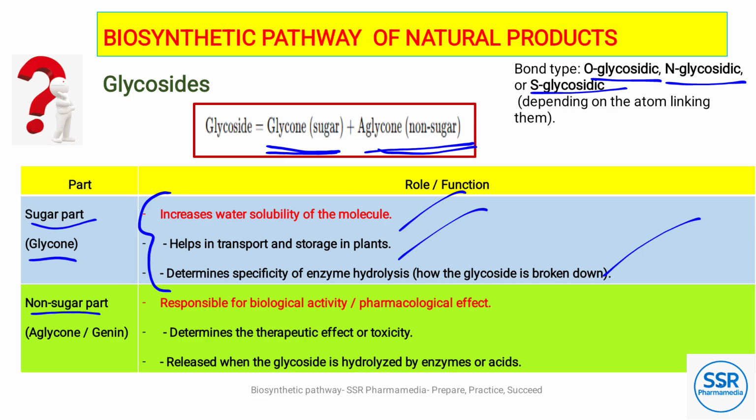The non-sugar part is the aglycone part, also called the genin. The aglycone part is responsible for biological activity and pharmacological effect. It also determines the therapeutic or toxic effect, and it is released when the glycoside is hydrolyzed by enzymes or acids. These are all the functions of the aglycone part.